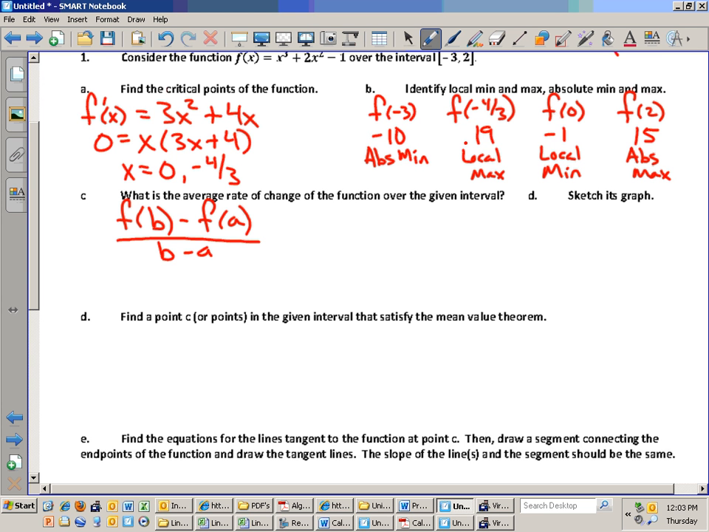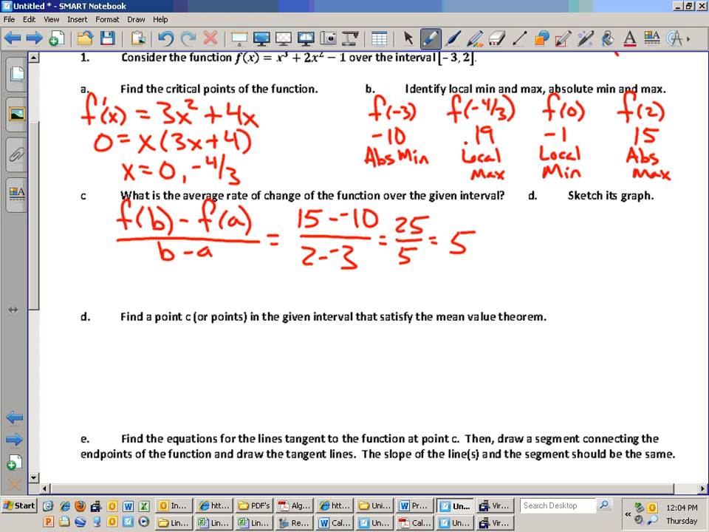What was f of b? f of 2 is 15 minus, what is f of a? -10, over 2 minus -3. So I've got 25 over 5, which is 5. So on average, the slope is 5 over that entire interval.